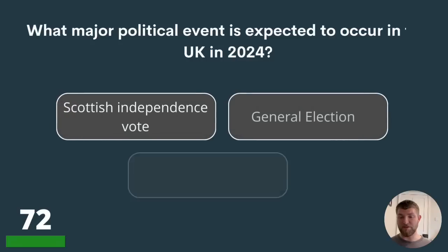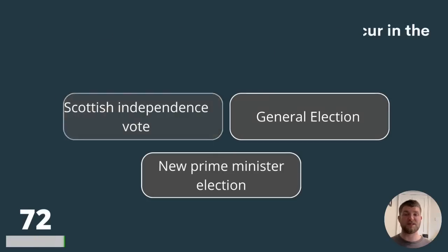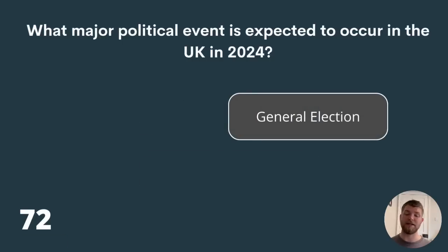72. What major political event is expected to occur in the UK in 2024? Scottish independence vote, general election, or new Prime Minister election? It's not just expected to occur, it has now occurred, and it was the general election.